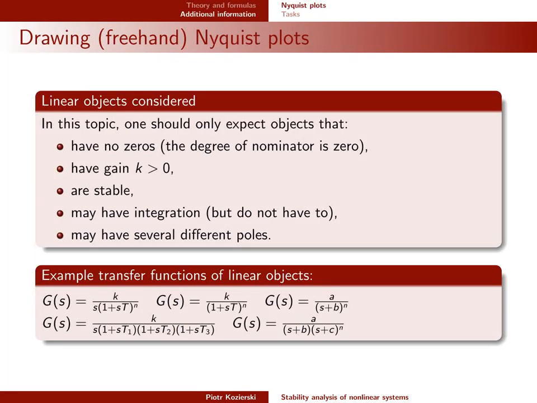Now let me remind you how to draw Nyquist plots by hand. Remind you, because this material should already be available in both laboratories and exercises. However, these rules will only apply to specific types of objects. Therefore, we assume that in this topic we will only deal with transfer functions that don't have zeros and the gain is positive. These objects will be stable, or marginally stable if one integration occurs.